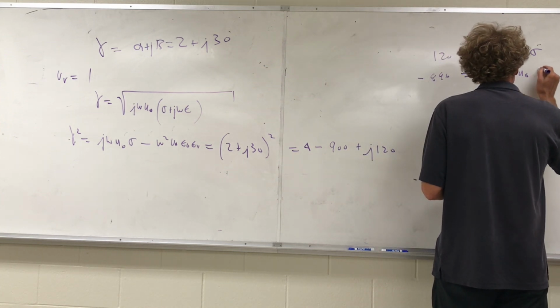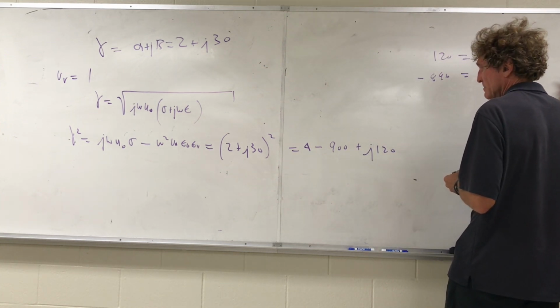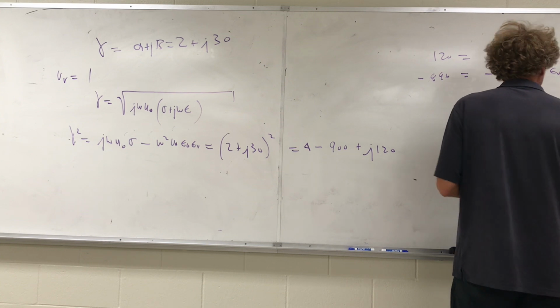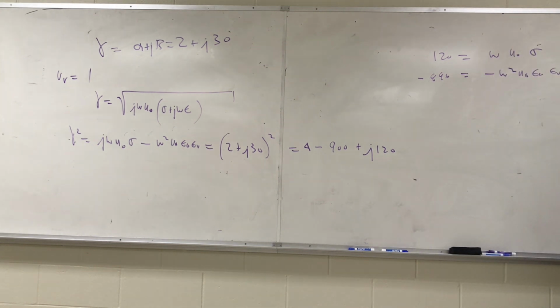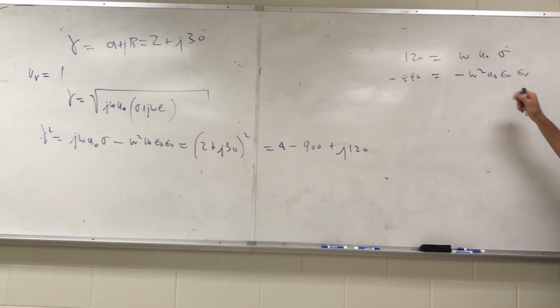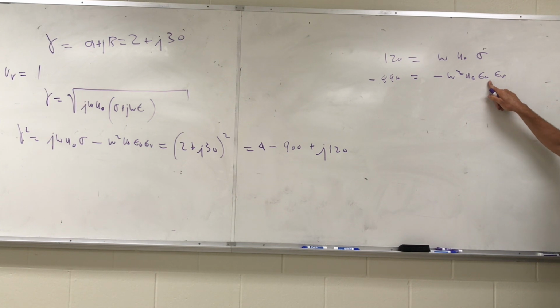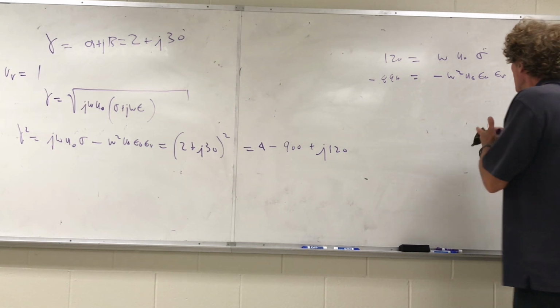You'll see where I'm going. Epsilon naught, and that's times epsilon relative. I just wrote that again. Do you all agree with this? If you look up here, one of the things you can see is mu naught epsilon naught is 1 over c squared. So I can just put this over c squared.